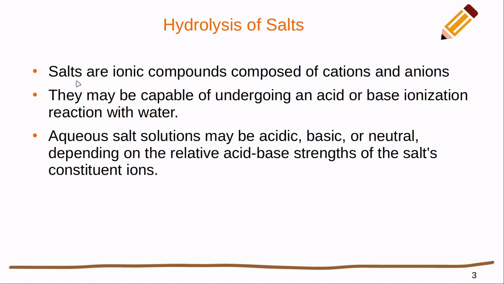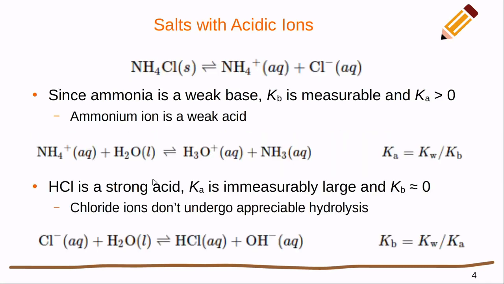So up until now we've talked about ionic compounds, we've talked about salts, and we know that when we put them in water, they're going to dissociate out into cations and anions. What we haven't considered now is that those cations and anions are actually able to have further chemical reactions with water and behave as both acids and bases. This can play out in a number of ways, where this aqueous salt solution could be acidic, basic, or neutral, and this is going to depend on the relative strength of the acids and bases of the salt's constituent ions. The best way to look at this is with some examples.